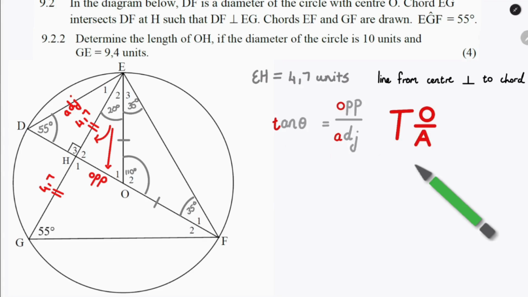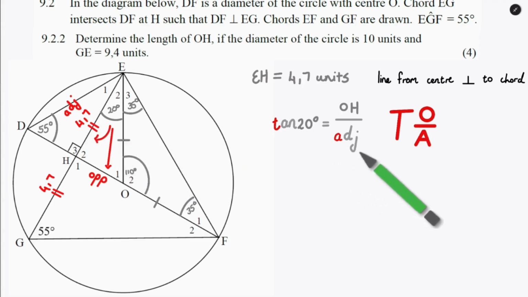So let's modify it to suit our needs. Tan of our angle is 20, so let's chuck that in the angle's place. And then the side that is opposite our angle is the side OH. So we're going to replace opposite with OH. And then our adjacent side is 4.7 long. So we're going to put that into adjacent here.